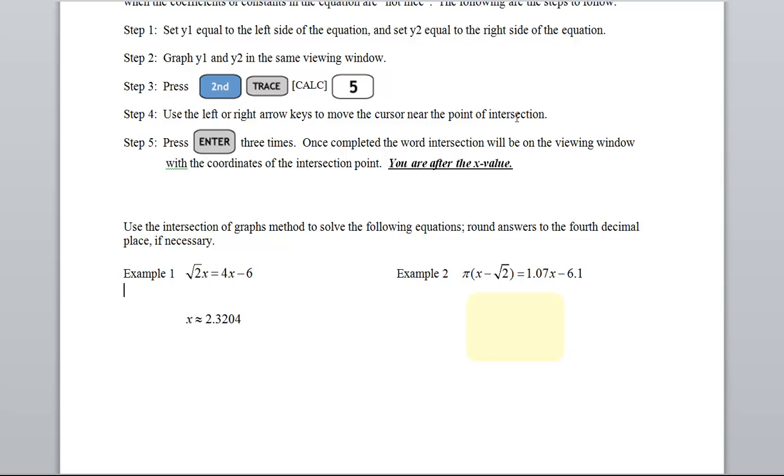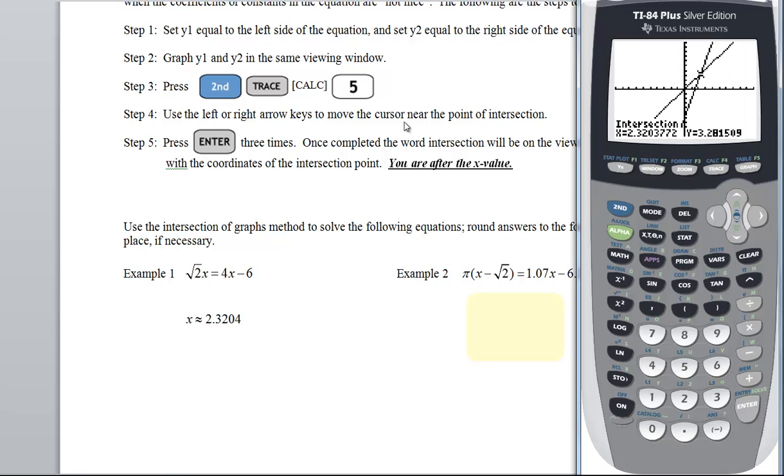Okay. Now, when you move the cursor, even though these are linear equations, later when we have different equations, if there's more than one point of intersection, you have to do this process every time for every point of intersection. So that's why you need to get used to moving the cursor.